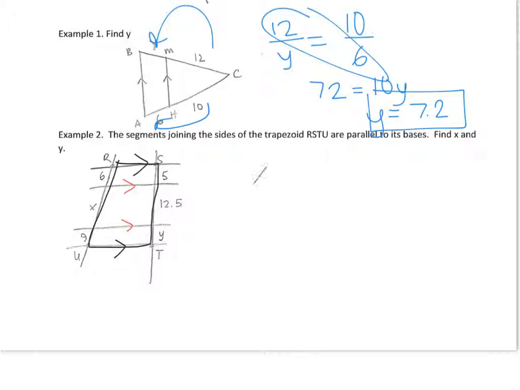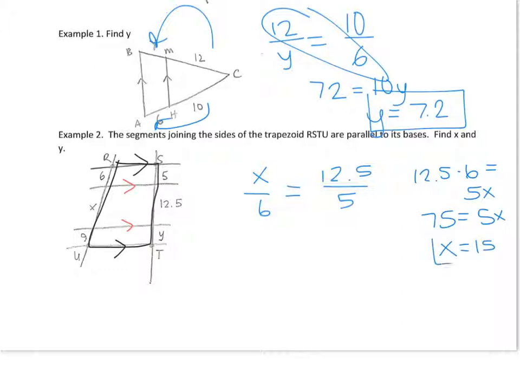So it's going to be x is to 6 as 12.5 is to 5. So then you're going to cross multiply. So then I use the cross product property, so it's 12.5 times 6 equals 5x. So 12.5 times 6 is 75 equals 5x. So 75 divided by 5, x equals 15.